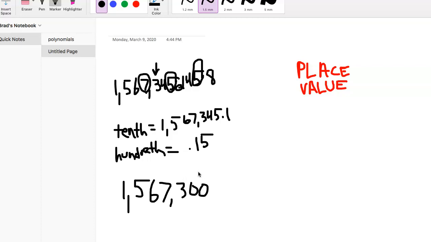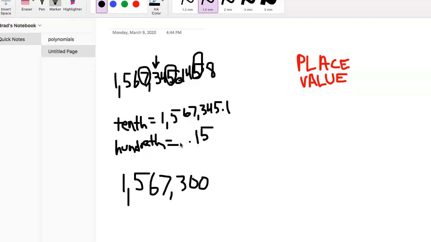If the question was round to the nearest 10, let's say, then right here we have 345, right? So the tens place is this 4 right here. So to the nearest 10, the very next number is a 5, right? Which means round up. So because of that, to the nearest 10, we'd have 1,567,350. So in that case, we round up.